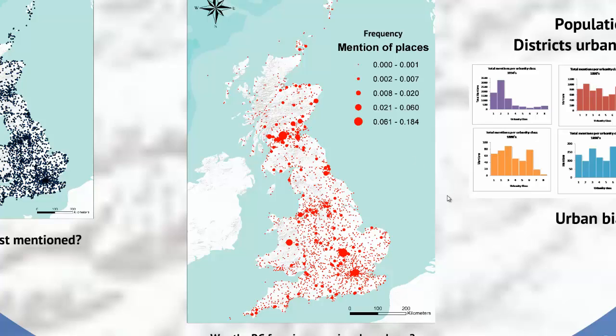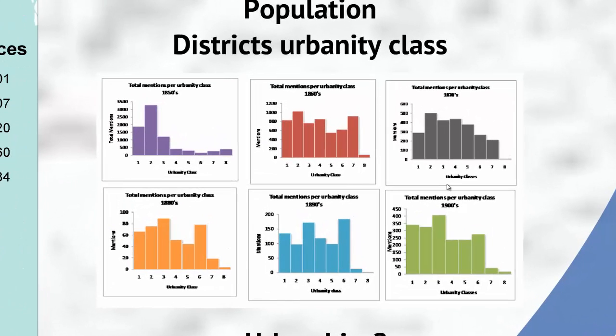So, taking into account also another piece of information that we have from another project, which was basically the population of the UK, we divided all the districts per urbanity class. This is to say, through a technique that is quite common in geography, based on the population, we divide all the districts in the UK into urban classes. And these classes were from 1 being the most rural to 8 being the most urban.